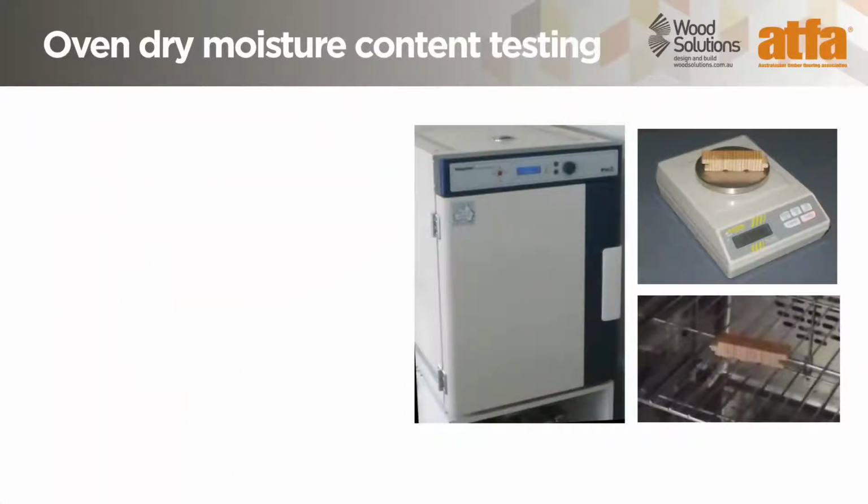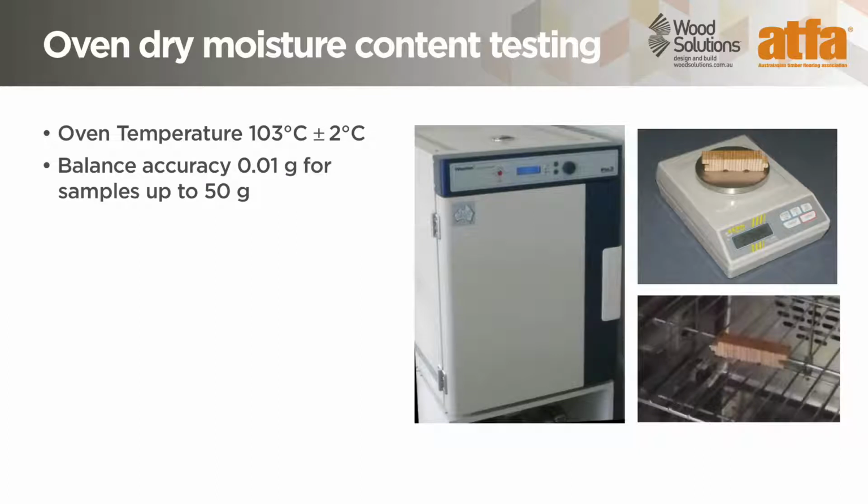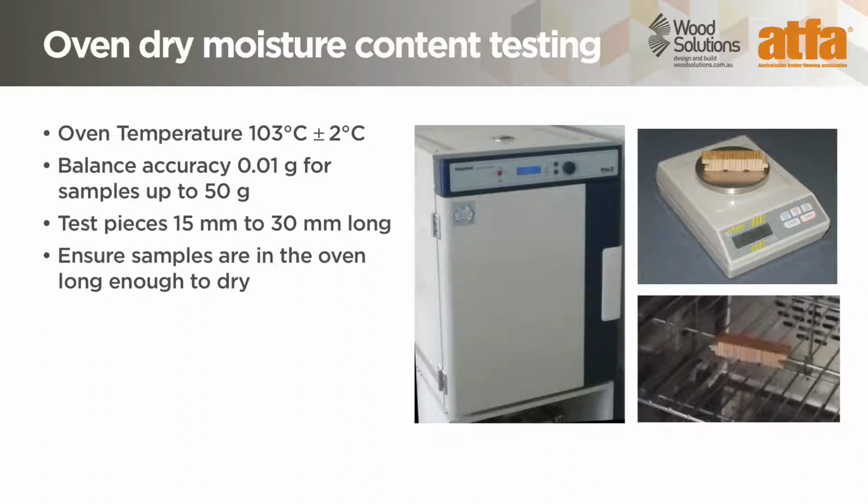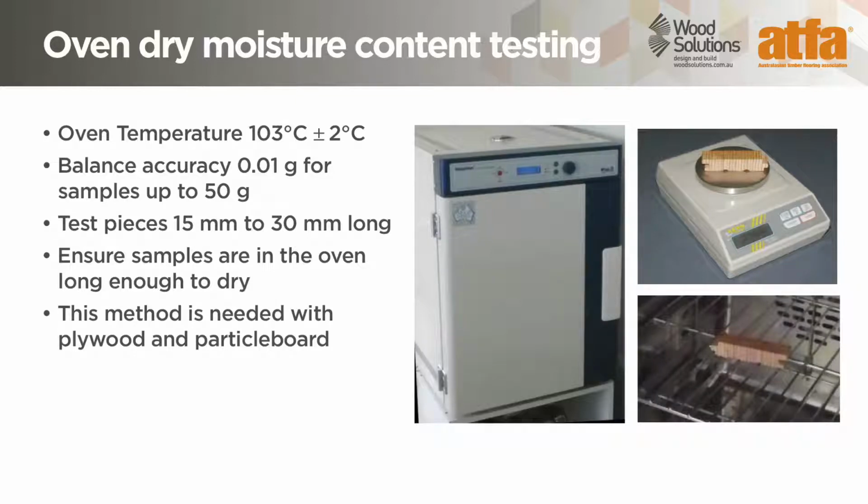Things to note about this method: an oven temperature of 103 degrees Celsius plus or minus 2 degrees Celsius is used. Balance accuracy needs to be 0.01 grams for samples up to 50 grams. Test pieces, 15 millimeters to 30 millimeters long, are used, and it is necessary to ensure samples are in the oven long enough to fully dry. This method is needed with plywood and particle board and can be used with engineered flooring and bamboo. And it is very accurate, plus or minus 0.2%.